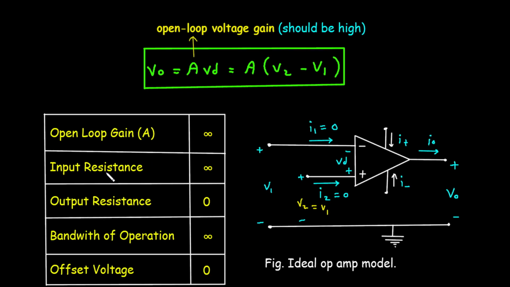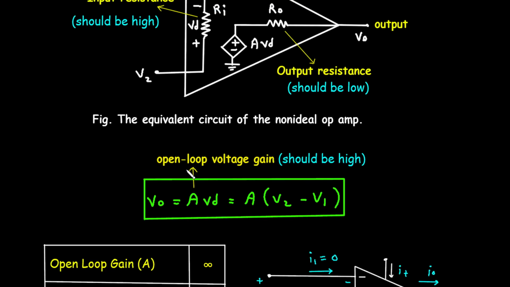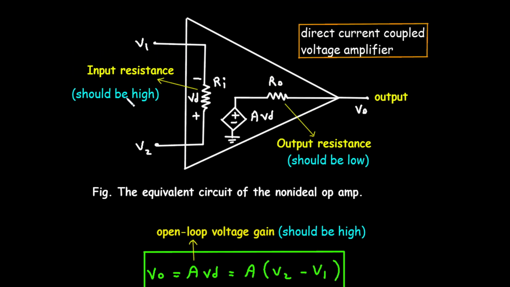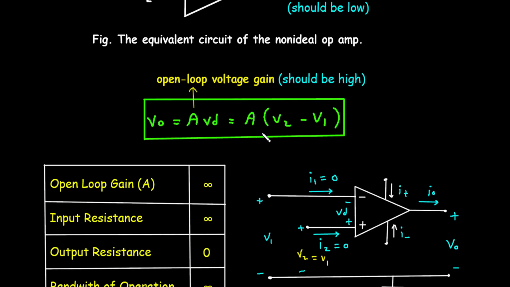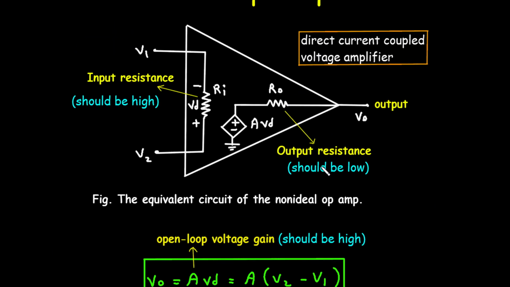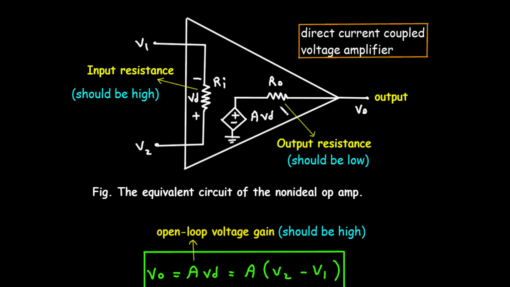Second, infinite input resistance. This means that the op-amp draws no current from the input signal source. As a result, it does not load the source, ensuring that the input voltage remains unchanged. Third, zero output resistance. This allows the op-amp to deliver as much current as needed to the load without any loss in output voltage. It can drive any load perfectly.